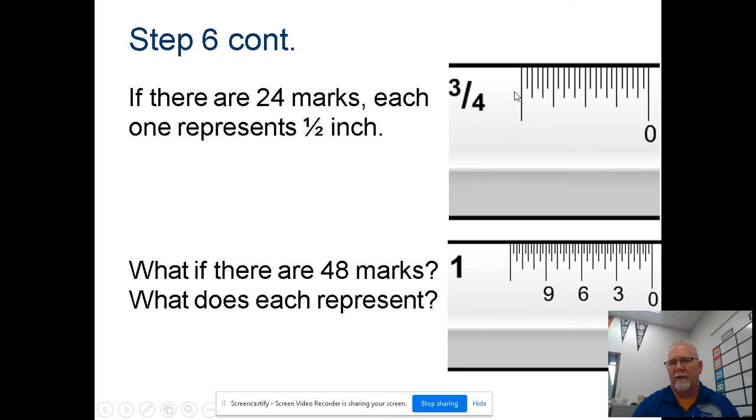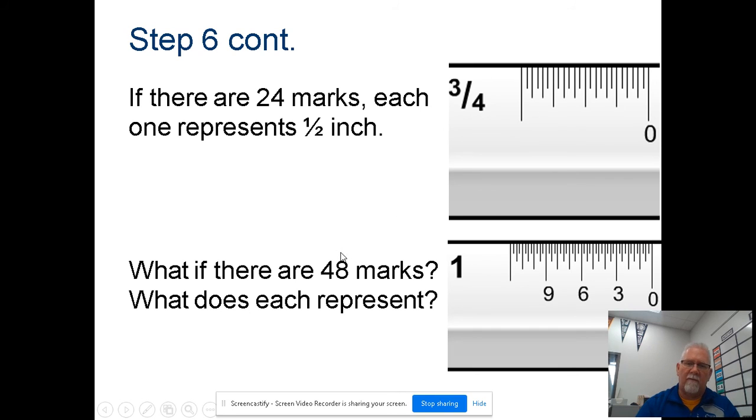Here's our 3/4 inch scale. If we were to count all of those, we can use the technique they used in the video. Well, we know halfway between 0 and an inch or a foot is 6, and half of that is 3. Well, we'll go from 3, and we just kind of keep moving on. 2, 1. Uh-oh, we got another one in there. That means that each one represents a 1/2 inch.